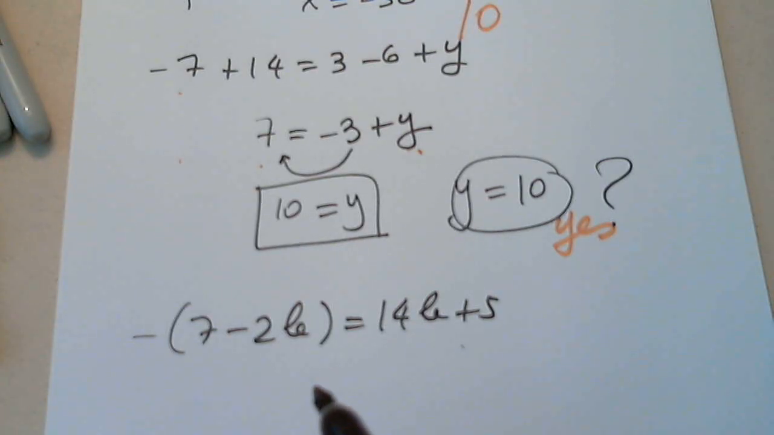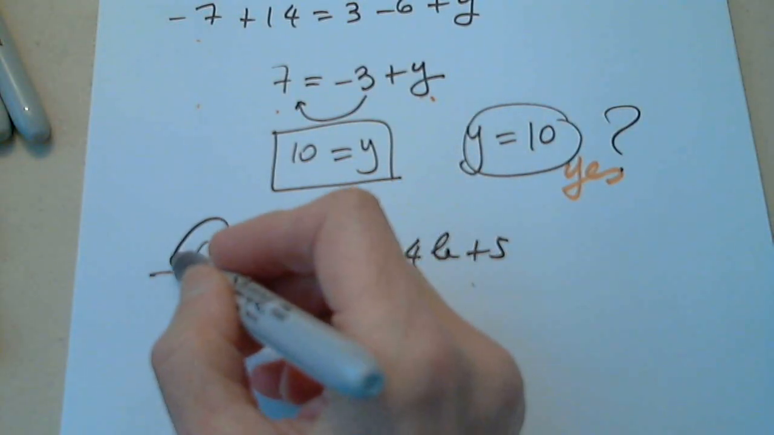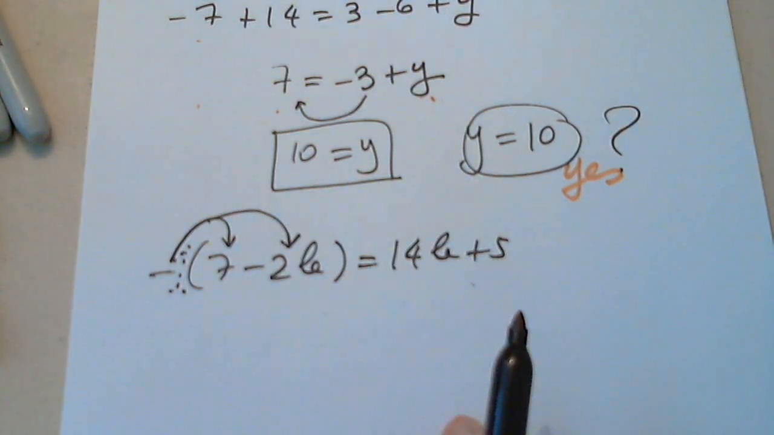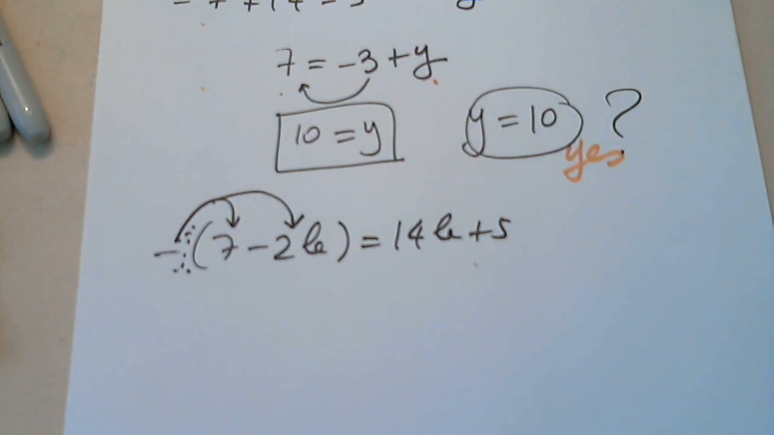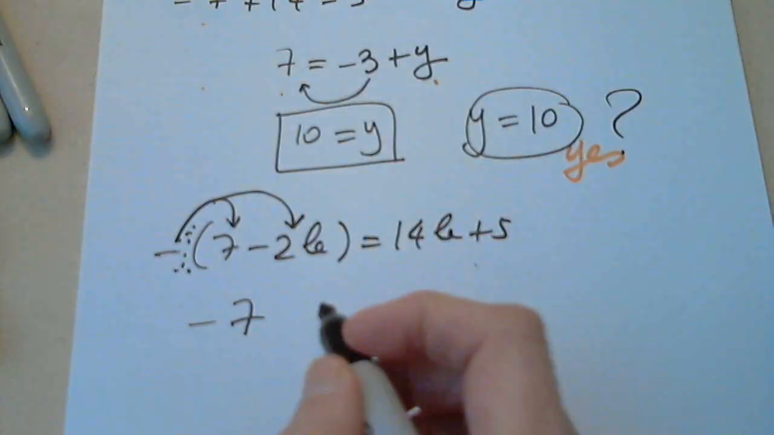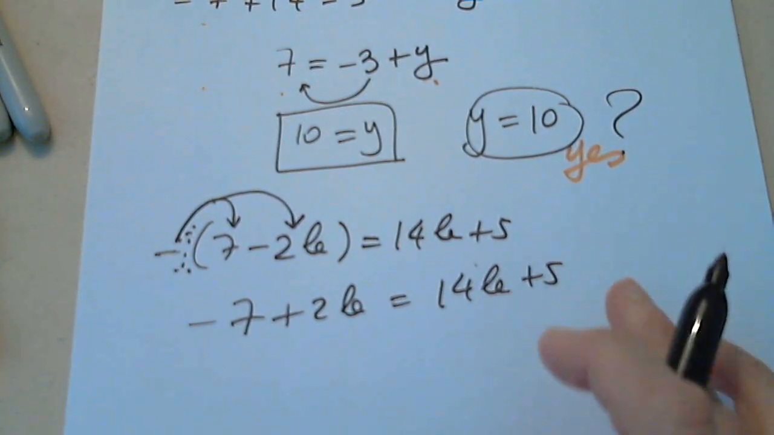Distribution. Yes, I have to distribute negative 1. And remember, it's a negative 1 in front. And you must distribute to both terms. You cannot pick and choose. So, what do we get? Yes, indeed, equals 14b plus 5.